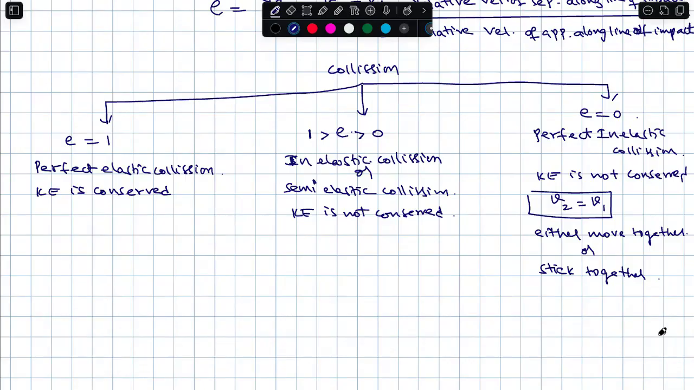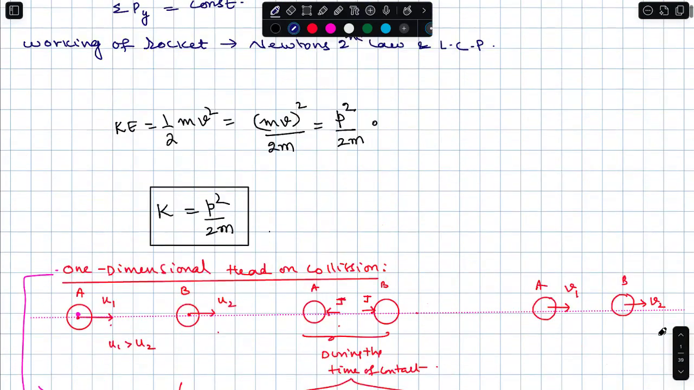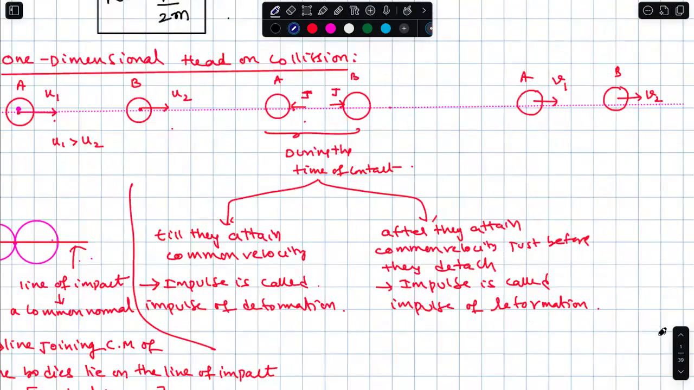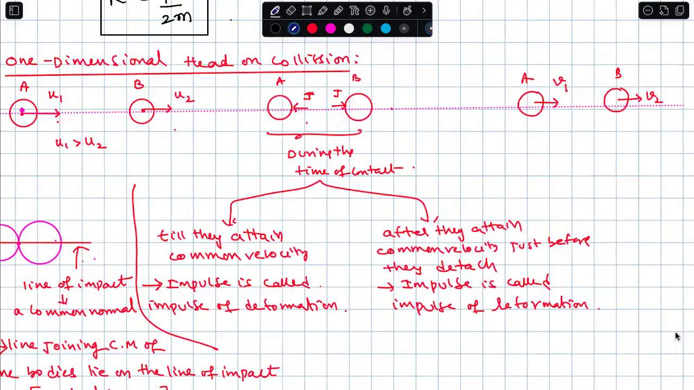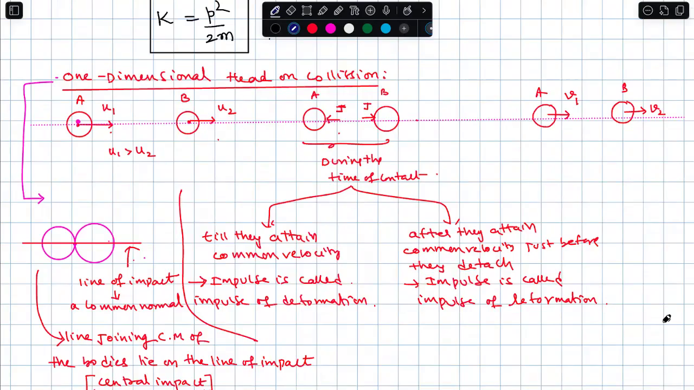Any doubt? So I taught you everything at a fundamental level. Again, come back. I started with what is the meaning of a collision. What is actually happening in a collision? They were moving with U1, U2 speeds. And while colliding, one body will exert impulse on the other. As a result, there is a shape change in the body, and deformation first takes place and thereafter reformation takes place.